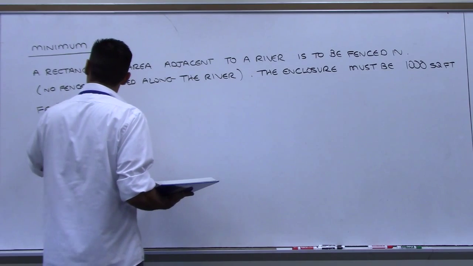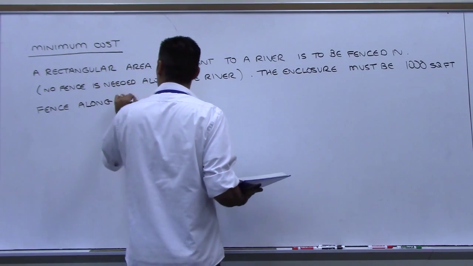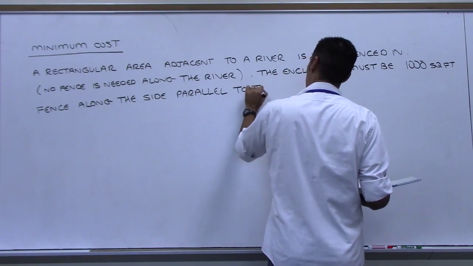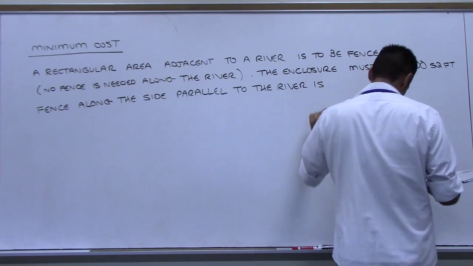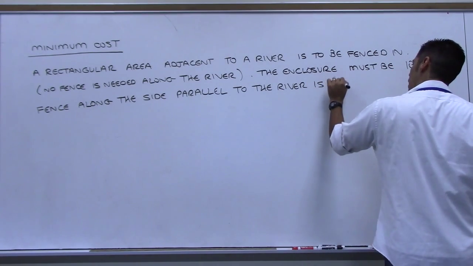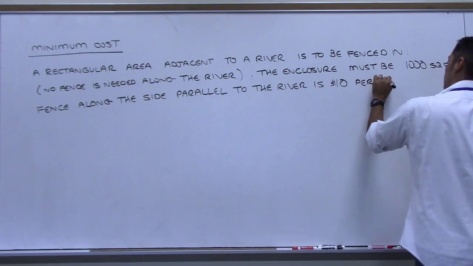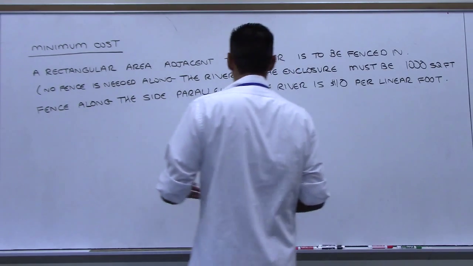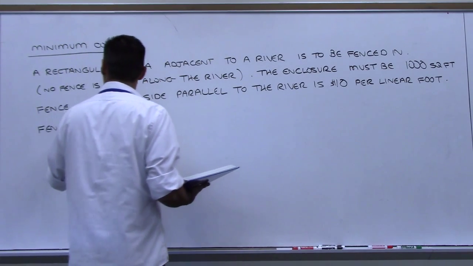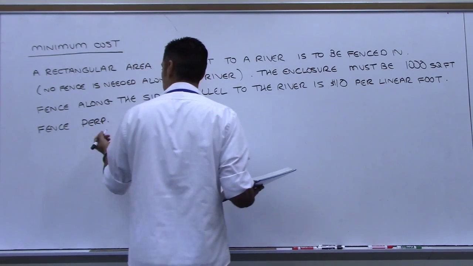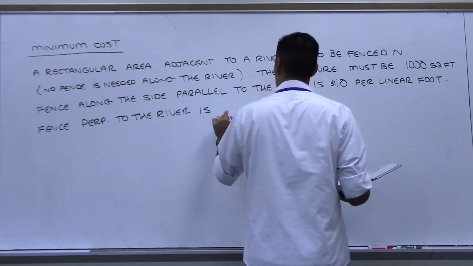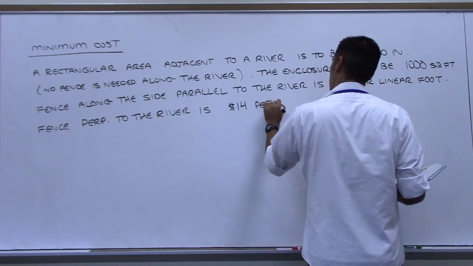Fence along the side parallel, there's a lot of words in here, to the river is $10 per linear foot. Fence perpendicular, I'll just write perp, is that okay? To the river is $14 per linear foot.